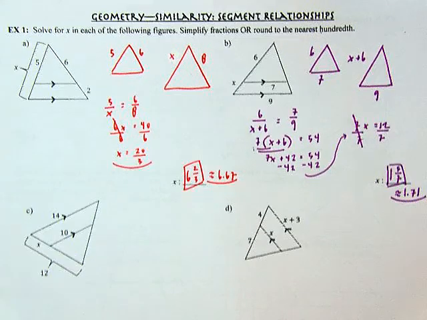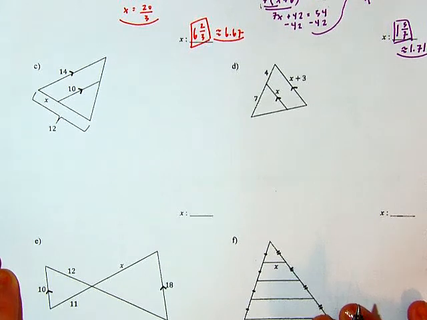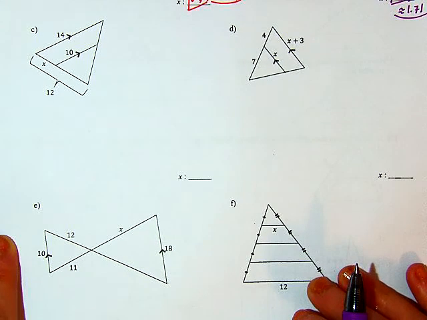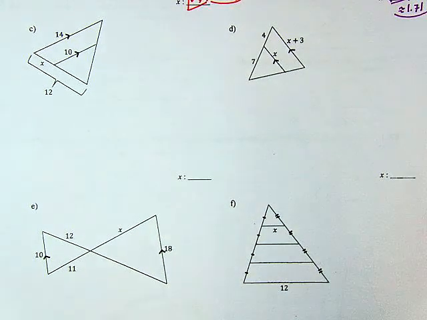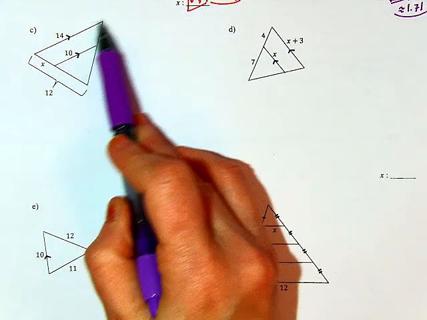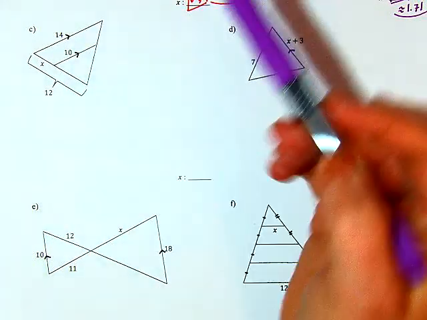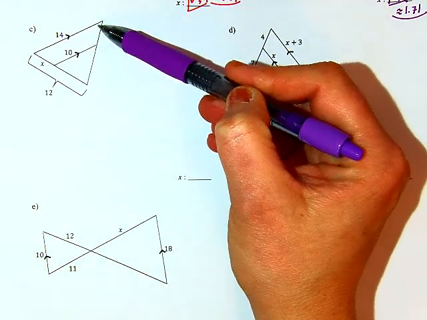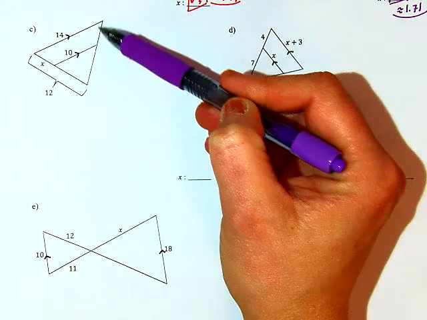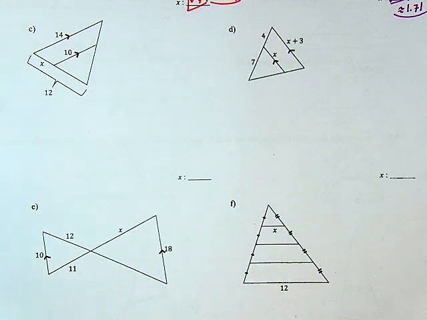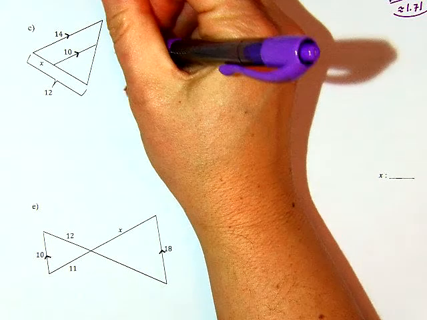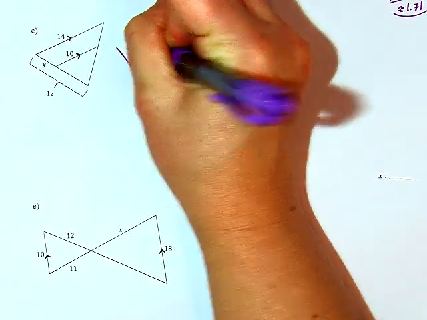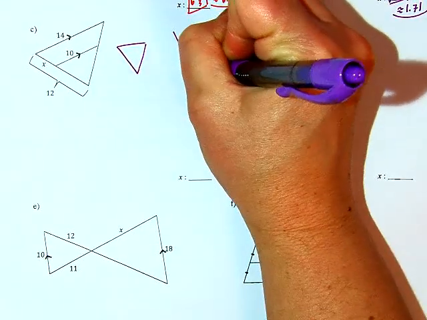All right, next up. All right, so looking at C, I see the same parallels. I have parallels here. So I know that my corresponding angles would be congruent here and here. So I know that my triangles are again similar by AA, and they have the same orientation. So I'm just going to separate them and draw them as two separate entities. I always draw the small one and then the big one.